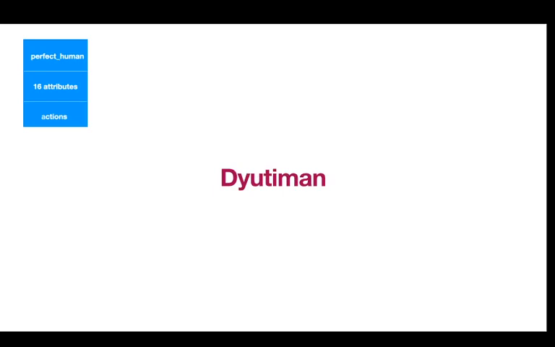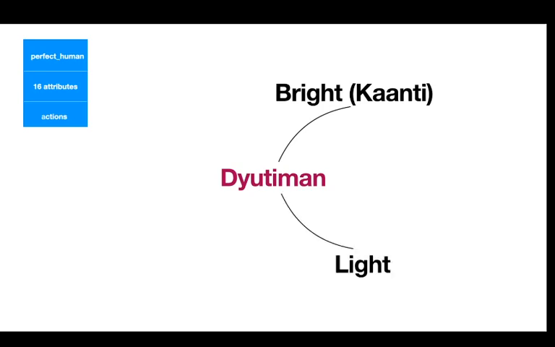The next attribute is Dyutiman. It essentially means Kanti, the brightness emitting from that person, which makes that person attractive. But like other attributes, there is one more hidden meaning here, which is light. A very interesting meaning, because it is light which makes us look at things. Just because we have eyes, we can't see anything.